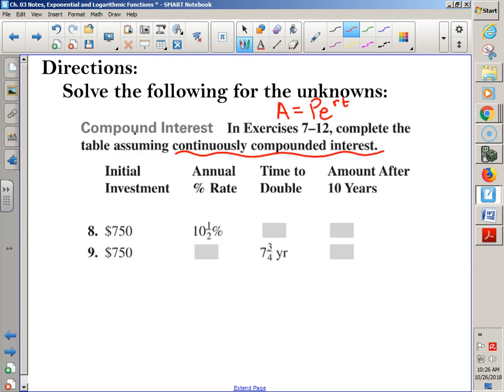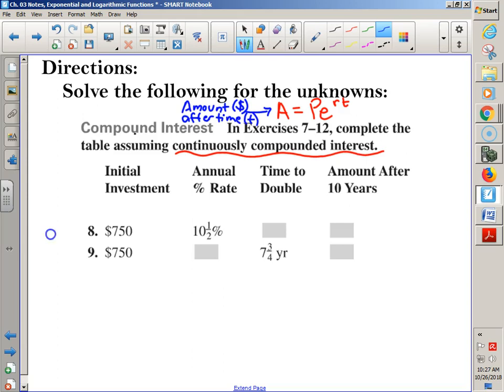And let me fill in just a few little descriptors as to what's going on. A is the amount, specifically in dollars, after time t. How much money do I have after 2 years, after 2 months, after 10 years? That's the amount. After time has passed, the amount.